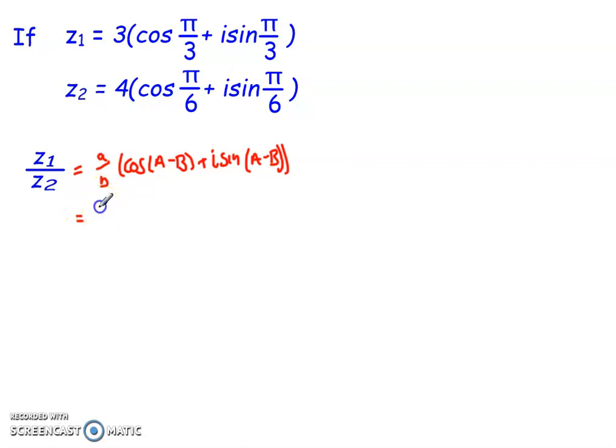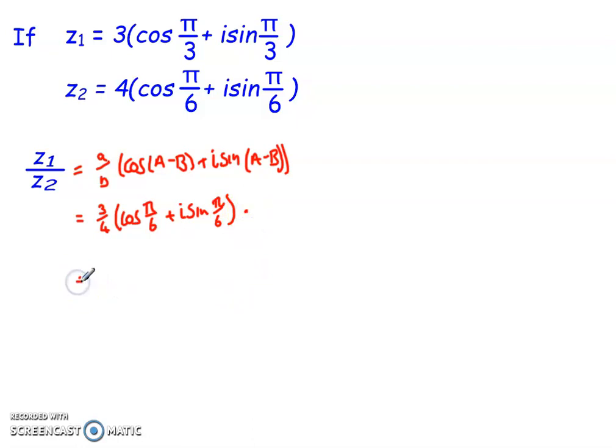So in this case, what I'd end up getting is 3 over 4 bracket cos. I then have to do A minus B. So in this case, I do pi over 3, take away pi by 6. What that then leaves me with is just pi by 6. Then plus I times sine pi by 6. Again, if it wants it in polar form, leave it at this stage.